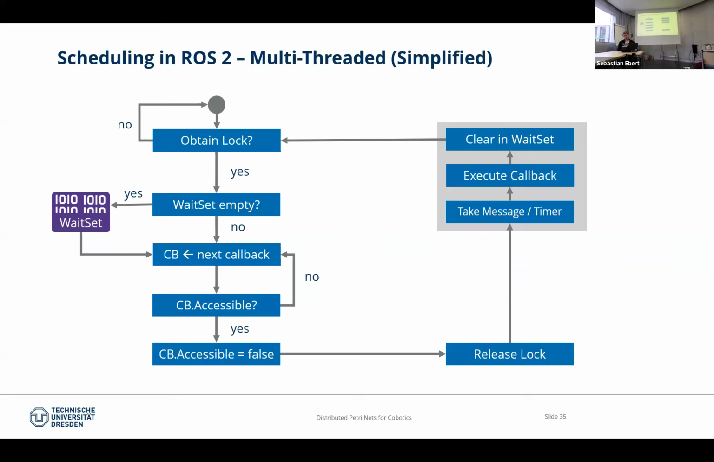If you have something, you walk through the wait set and grab a callback that you are able to execute. That you can execute it means that the group is accessible, so no one else is using it in the case of a mutually exclusive group, and that there is a message available. If so, we clear it from the wait set, access it, release the lock, and loop around. If we have nothing, then of course we need to refill the wait set in our left loop here with the purple box. So that's in a simple way how multi-threaded scheduling works. There's also a single-threaded version, which just does not have these locks because we don't need them.